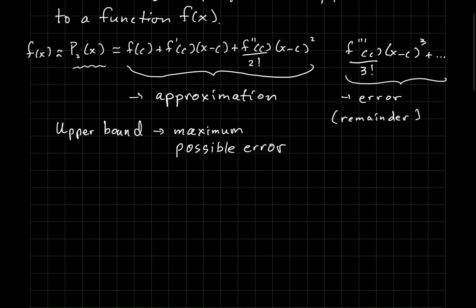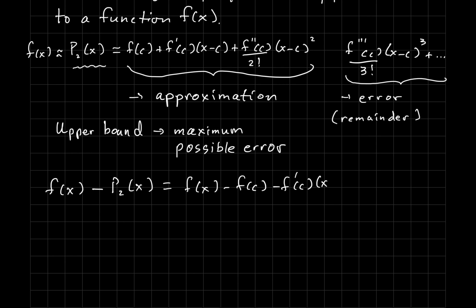And let's take our function, the exact function, and let's subtract off our approximation, which will give me f of x minus f of c minus f prime of c times x minus c minus f double prime of c times x minus c squared over 2 factorial. We'll put a plus sign right there, as if those terms still belonged.